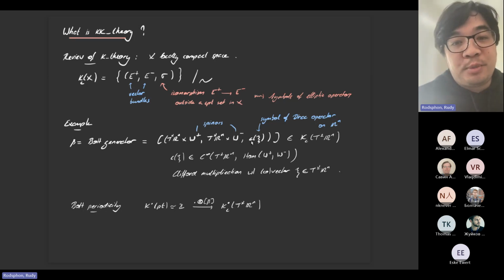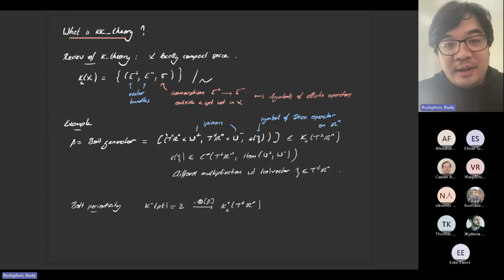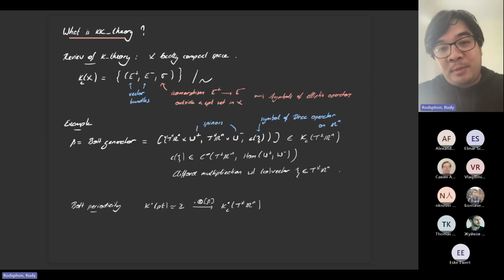So how do you build a vector bundle out of that? Here T star of Rn is like R2n, so you just take a disk inside of T star of Rn, and then you have a trivial bundle over the disk. Then you have another trivial bundle, the same, over the disk. But then you have an isomorphism between the two bundles, W plus and W minus.